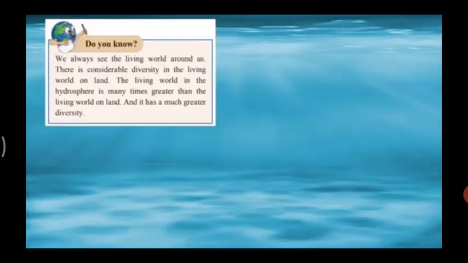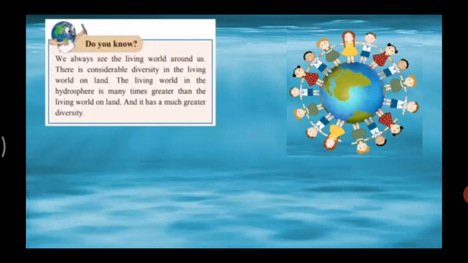Let us move forward. The next is, do you know? Now we always see the living world around us, right? Now there is considerable diversity in the living world on land. What do we see on land? We see people of different religion, language, lifestyle, color of skin, and hair. Now, all these people live together. This is called diversity.